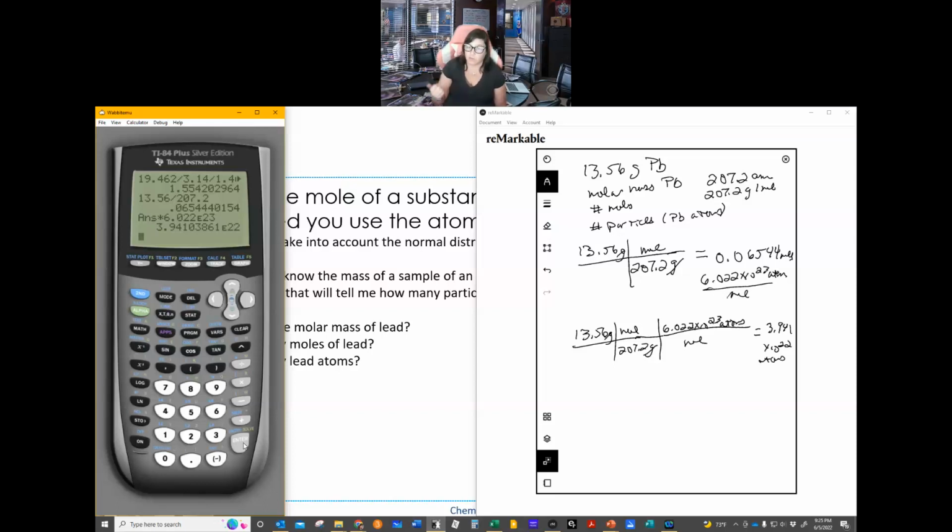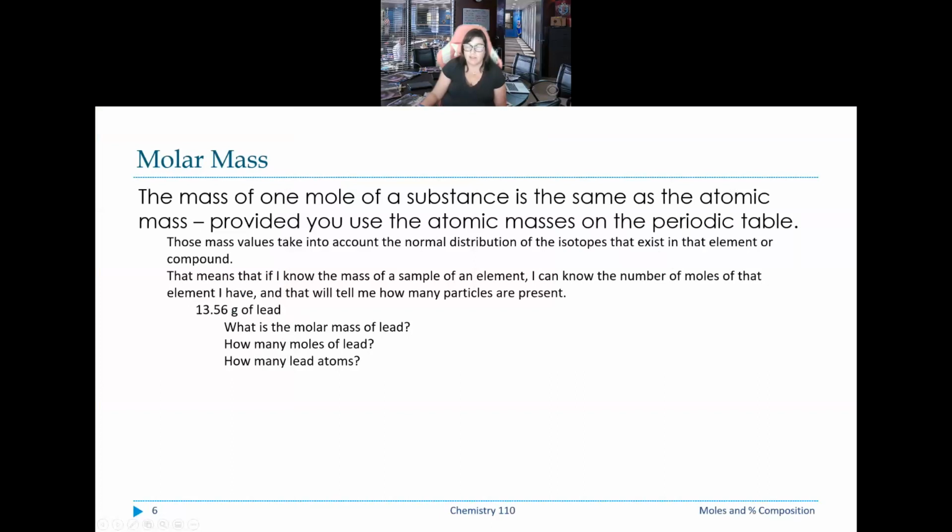So now I've calculated the molar mass. I looked that up. How many moles of lead that I had using the molar mass to divide the mass that I had to give me number of moles. And then I've used that number of moles to calculate the number of particles using Avogadro's number. Okay, so those are the calculations that I've been through with that. Now, let's go back to our slides and keep going.